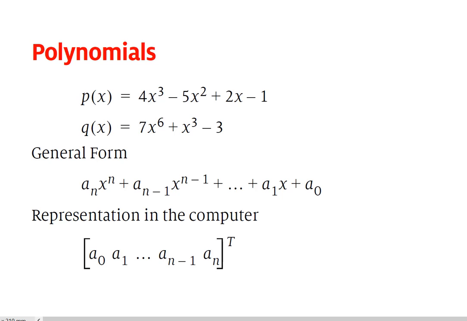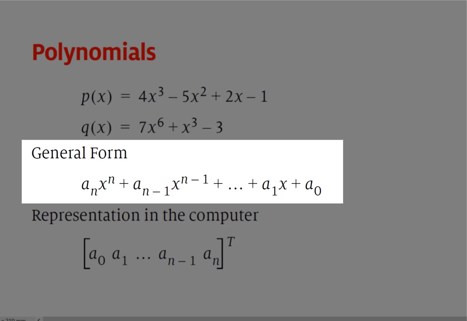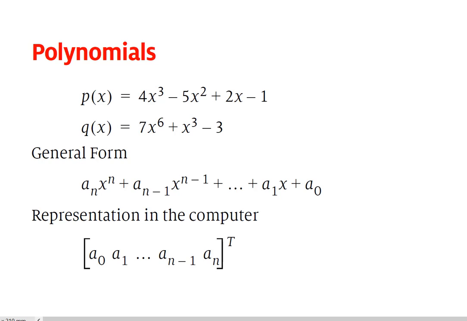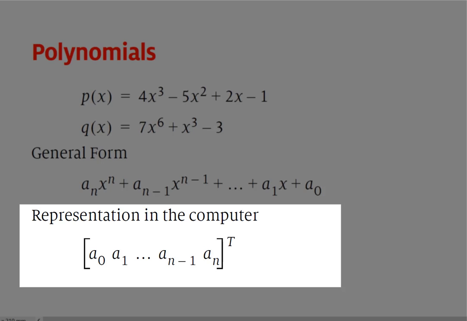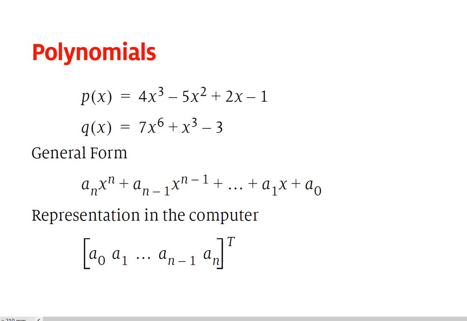The general form of a polynomial is a_n x to the power of n plus a_(n-1) x to the power of n minus 1 and so on up to a_1 x plus a_0. It can easily be represented in the computer, so in the program, by just indicating its coefficients. And they are ordered from left to right in the inverse order, as they are shown in the polynomials. So we start with the lowest valued coefficient and we end with the highest valued coefficient. And the T that you see in this vector here means that the vector actually is a column vector, which is just written as a row, but it should be a column vector.